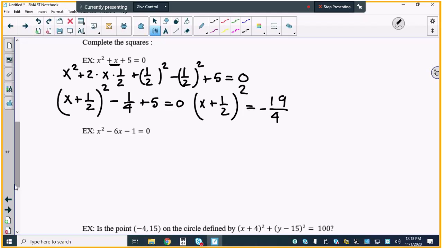And this is what we will be required to do when we are given the general form of the circle and we want to understand the radius and the center of the circle.